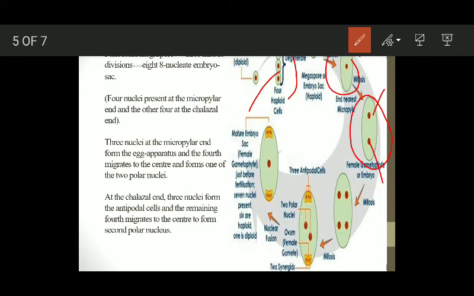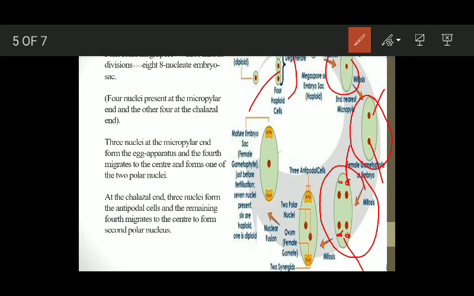Then each of these 2 nuclei divides again by mitosis, resulting in the formation of 4 nuclei, 2 located at the chalazal end and 2 at the micropylar end. Each of these 4 nuclei undergoes the third mitotic division. They result in the formation of 8 nuclei, 4 at the micropylar end, 4 at the chalazal end.